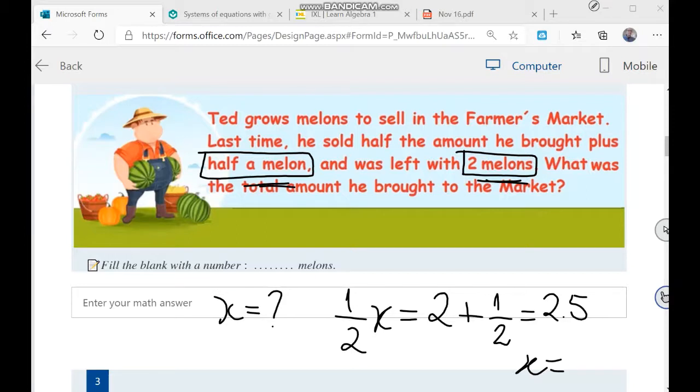X equals 2 times 2.5. 5 is going to be the right answer. So 5 is the right answer.